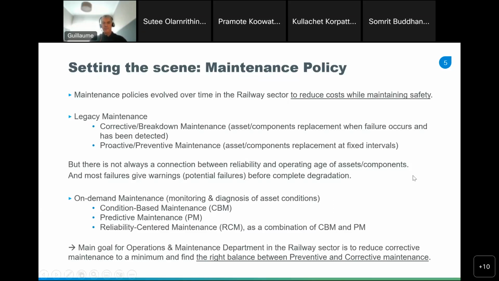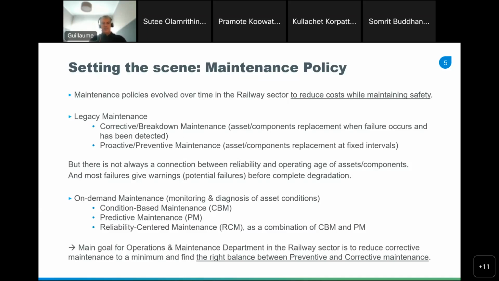I put three of them, but we will focus only on one. The first one is condition-based maintenance, or CBM. I will provide some more explanation on this one. Then we have predictive maintenance, which is the focus of this presentation. You also have a new maintenance policy coming from other sectors like aircraft and so on, which is reliability centered maintenance, considered as a combination of condition-based and predictive maintenance. But I will now go into details for this one.